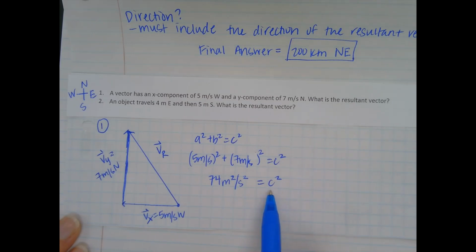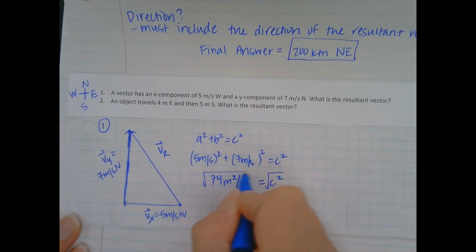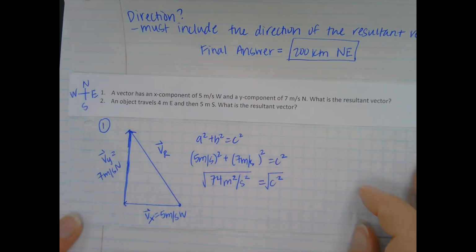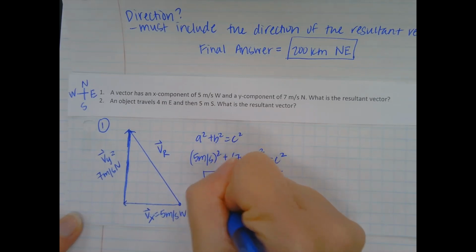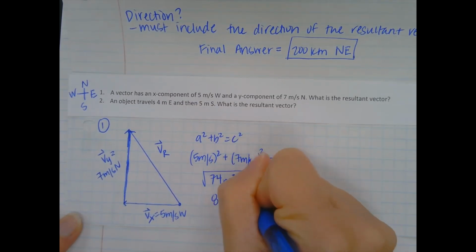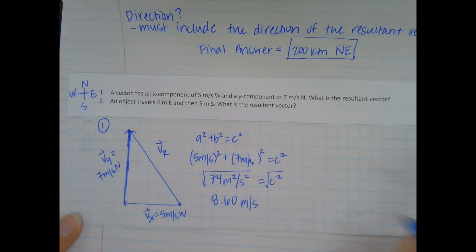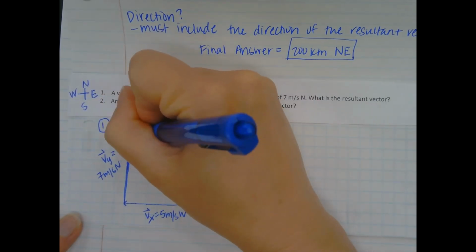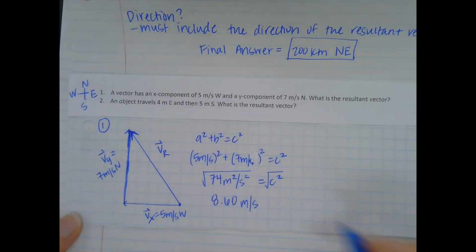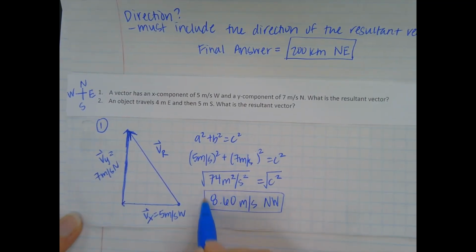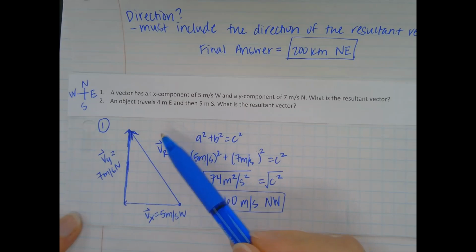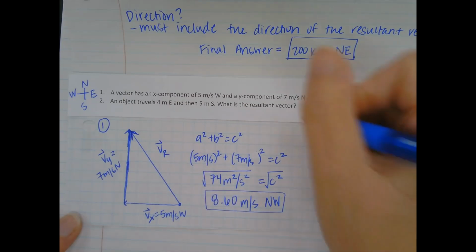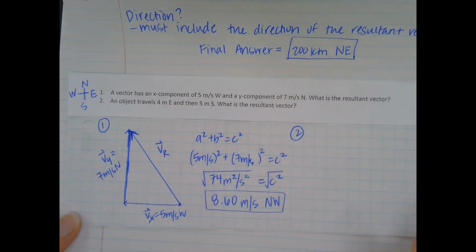And then in order to get c, or my resultant, by itself, I'm going to square root both sides. So 74 meters squared per second squared, square rooted, is 8.60 meters per second. And then I need a direction. So if I look at my cardinal direction of which way this is facing, this is going to be northwest. So this is my final answer for my velocity vector resultant. Okay, now let's look at the second question.